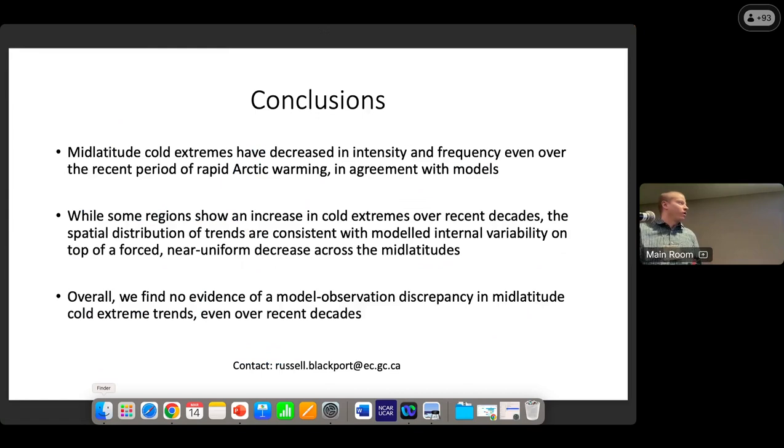Of course, we can't completely rule out that there's model error somewhere, and this is true even over recent decades. But we do expect that there will be short-term regional increases in cold extremes somewhere. Right. Okay. So that's it.